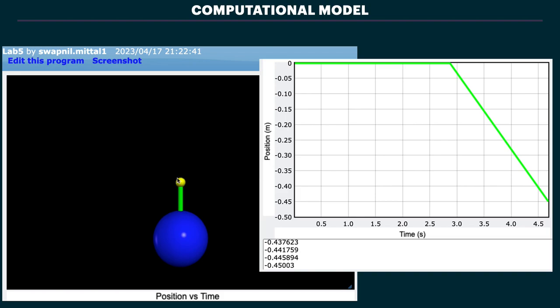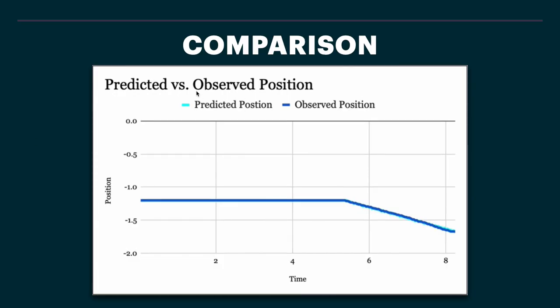Here's the computational model. As you can see, the position of the slinky didn't move for the first 3 seconds and then started falling down. And here's also a visual representation of the same. The predicted and observed motion are almost in the same line.